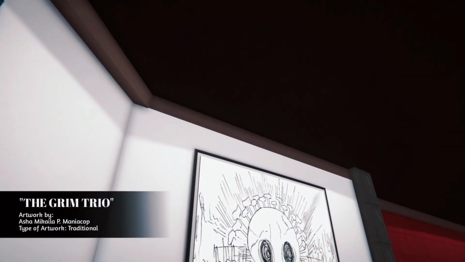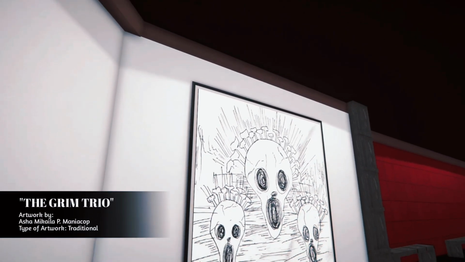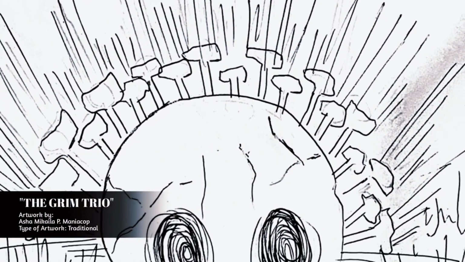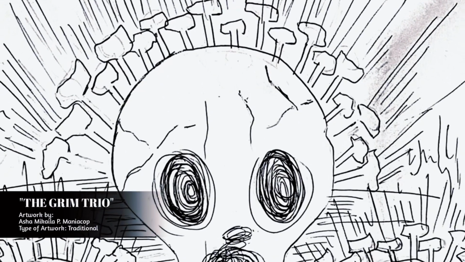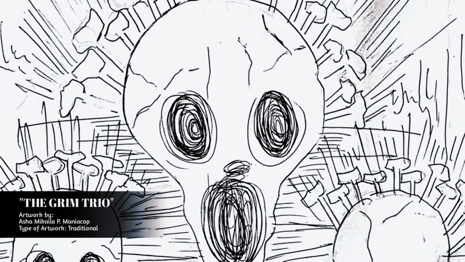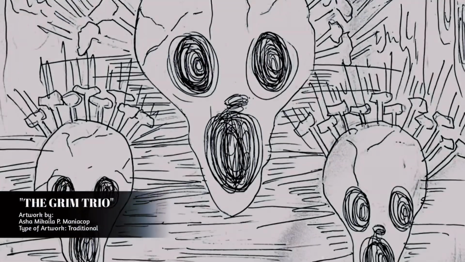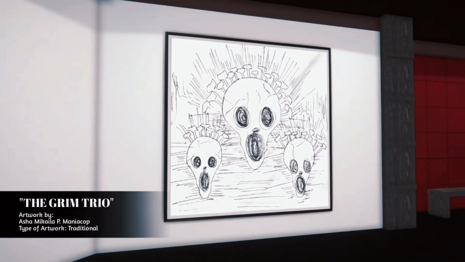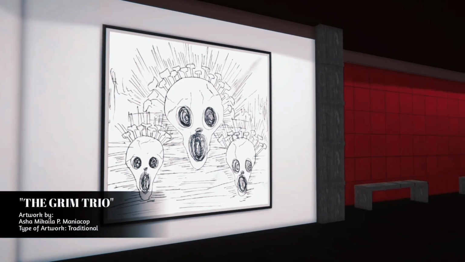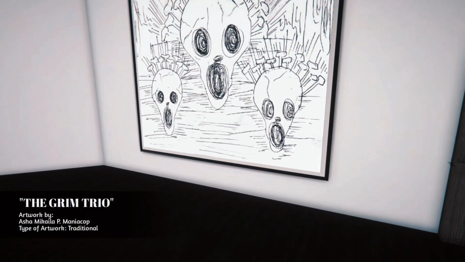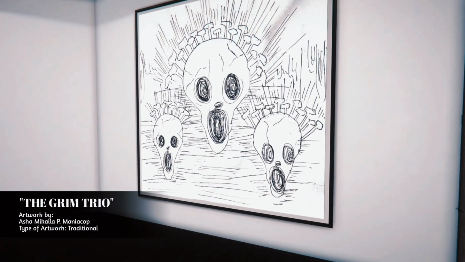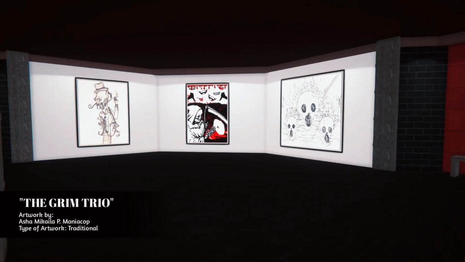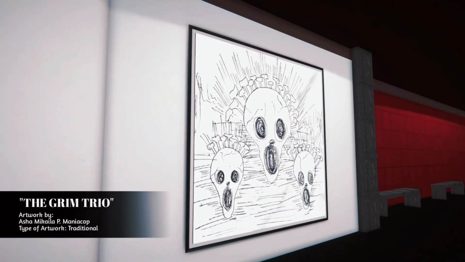The Grimm Trio, an artwork traditionally drawn by Miss Asha Mikhaila P. Manyakop. In this bone-chilling artwork, three skeletal figures with mouths agape evoke a sense of dread and unease. Their gaping jaws seem to beckon viewers into a world of horror and gore, where the line between the living and the dead blurs. The Grimm Trio invites audiences to explore the darker aspects of human imagination, where fear and fascination collide in a spine-tingling display of macabre artistry.